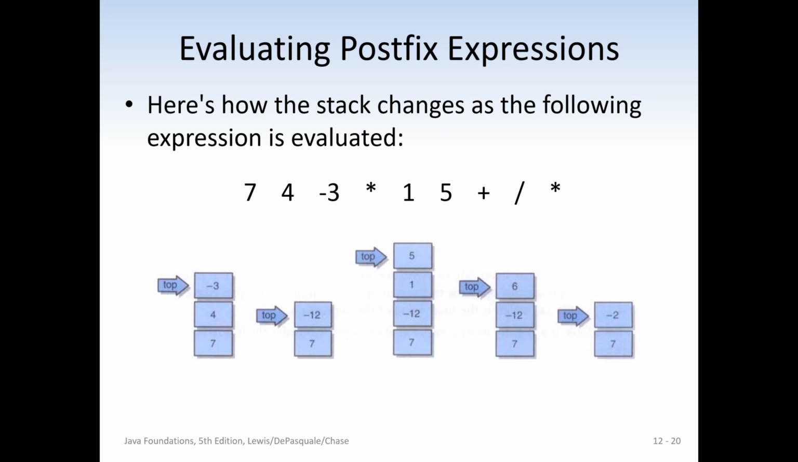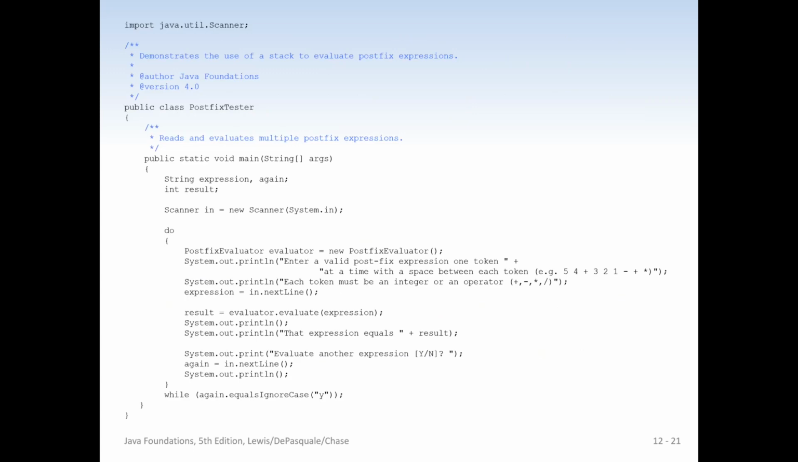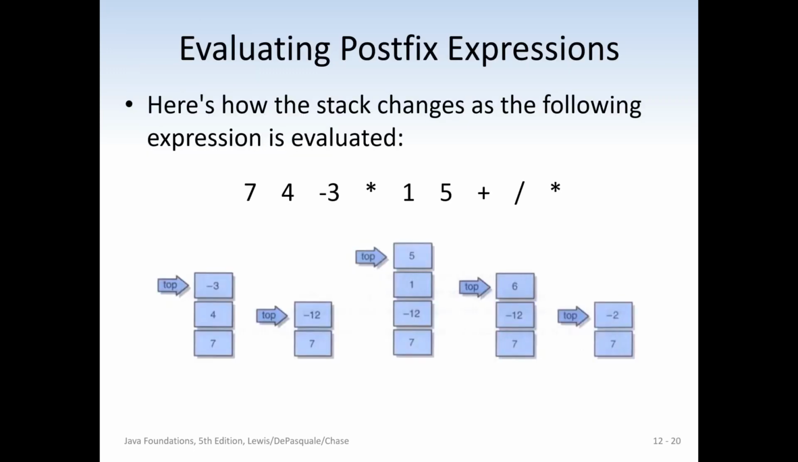We get negative 2, which we push. Now we see multiply. We pop negative 2, pop 7, multiply. It's going to be 14, and we're going to push 14 onto the top of the stack, right? So that's our answer: 14. We're done with the expression, and we've evaluated this, and we now know what the computation is.